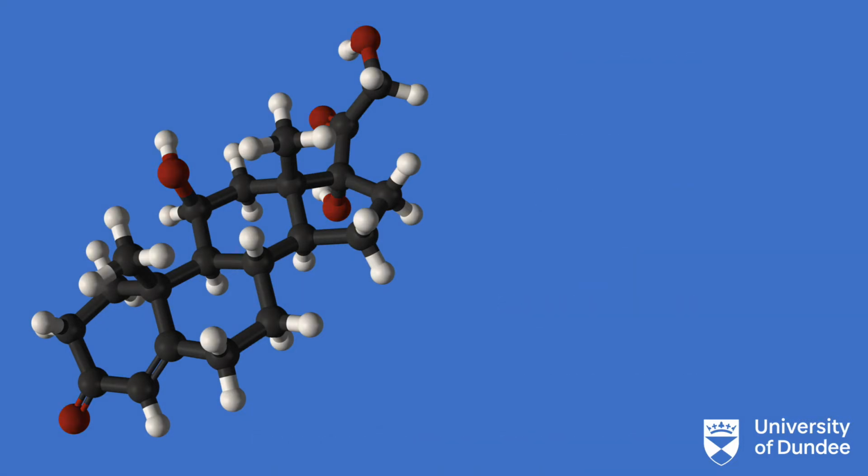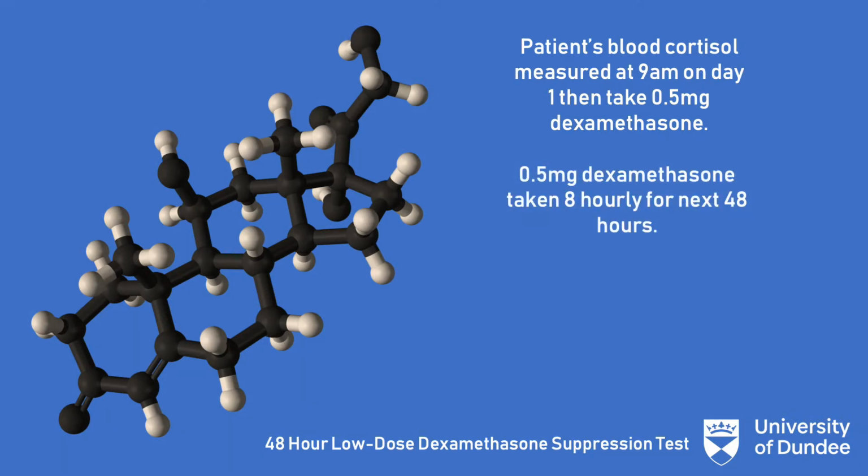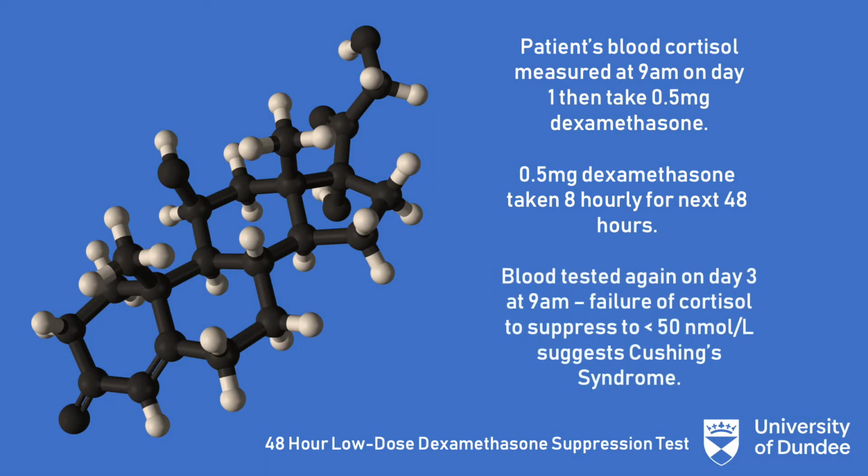The second variation is the 48-hour low-dose suppression test. In this test, the patient has their baseline blood cortisol measured at 9 a.m. on the first day of the test, as well as taking a 0.5 mg dose of dexamethasone at the time. They then take a 0.5 mg dose of dexamethasone 8-hourly for the next 48 hours at home. At 9 a.m. on day 3, 8 hours after their last dose at 3 a.m., the patient's blood is tested once again. If the blood cortisol level does not suppress to less than 50 nanomoles per litre, this is suggestive of Cushing's syndrome.